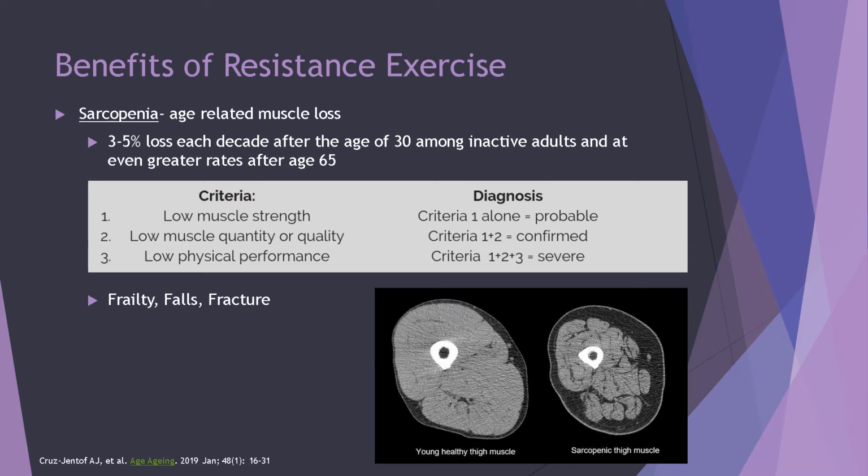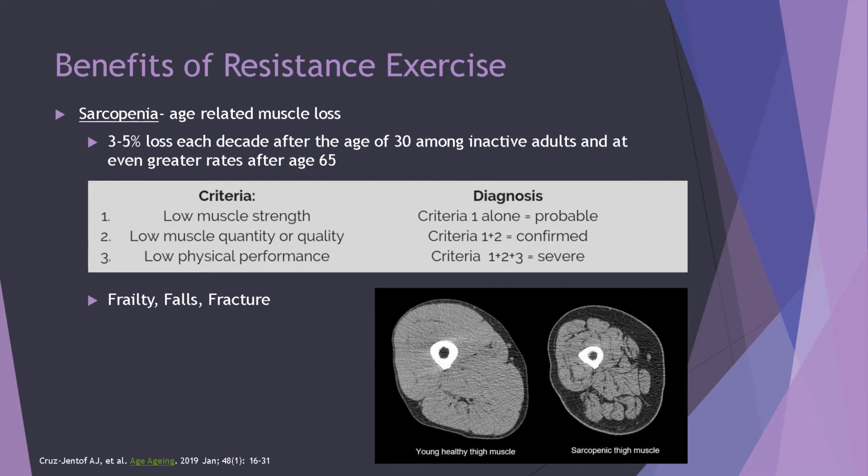Low muscle quantity and quality is the second criteria, and the bottom right-hand image is a good example of how I can show this to you. This is actually what happens at the thigh muscle. On the left side, we're looking at a young, healthy thigh, and on the right, we're looking at a thigh in somebody who has sarcopenia. You can see that the circumference of the thigh is actually much smaller than the one on the left. We're also seeing a lot less white surface area. The white is actually muscle. Also, we're looking at a lot more black surface area in the right-hand image.